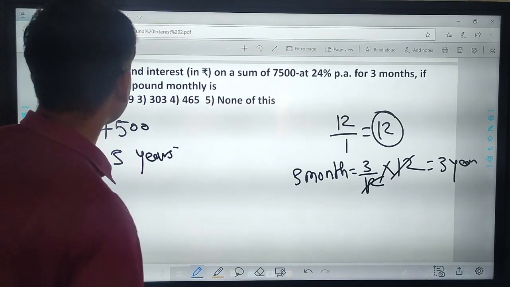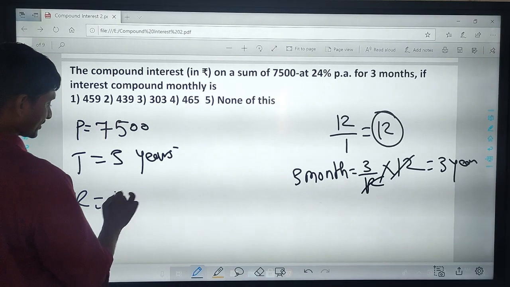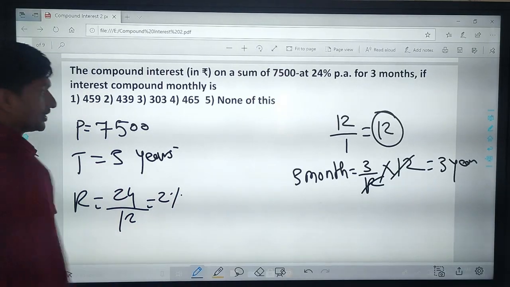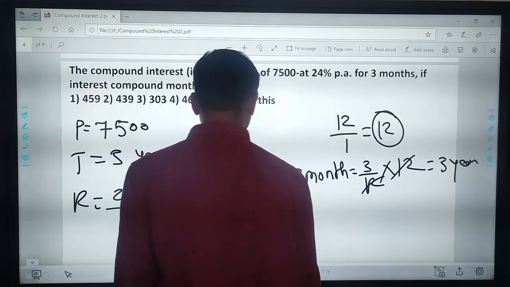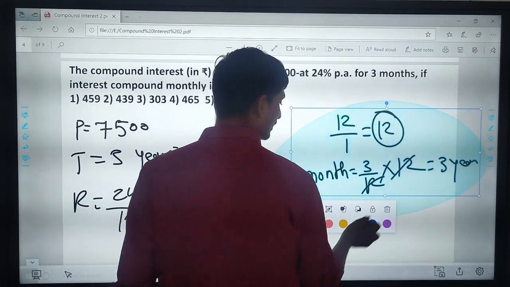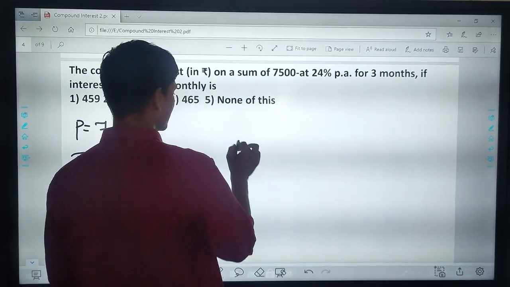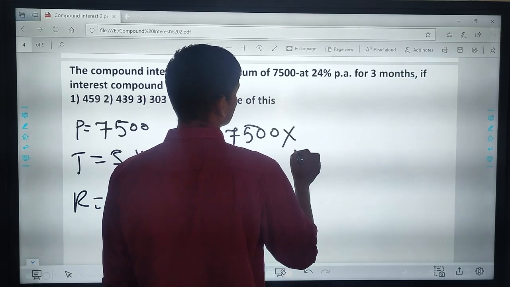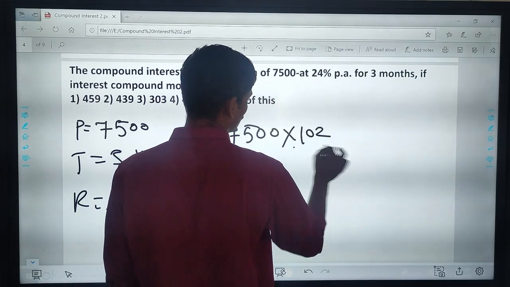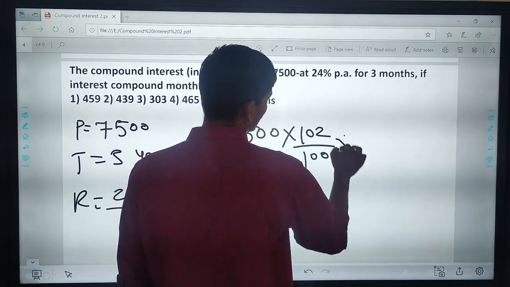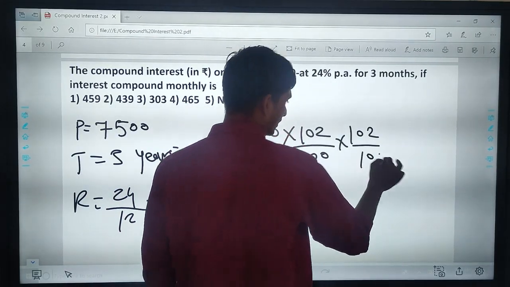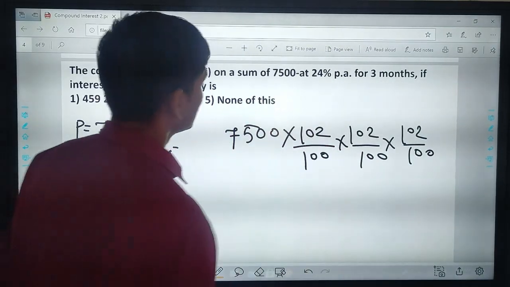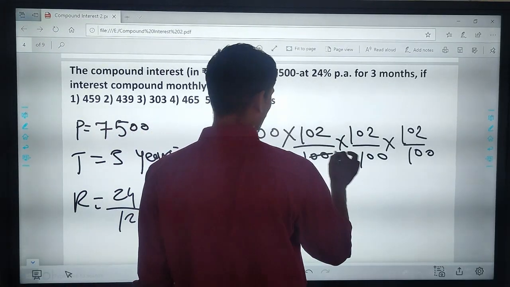Now your rate of interest is 24 divided by this factor 12, that is 2%. We calculate this value. We firstly calculate the amount. Then we write 7,500 into 102 divided by 100 into 102 divided by 100 into 102 divided by 100. If you calculate, now you get the answer. The zeros get cancelled.